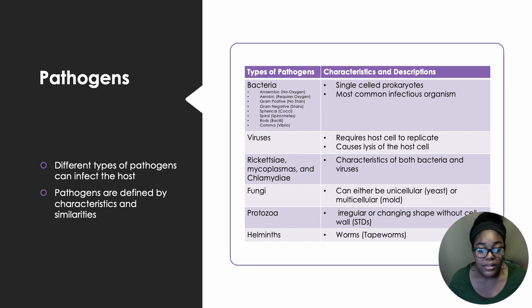We have helminths, and those are generally your worm type pathogens, and the most common type you may hear of is a tapeworm, and that is something that develops within the intestinal tract, of course, and they proliferate and grow based off of the nutrients that it's getting from the host. So again, we have these different types of pathogens, and there are different characteristics and descriptions. Just notate the differences between those as you're looking at your material.